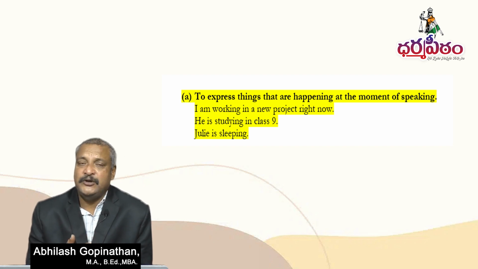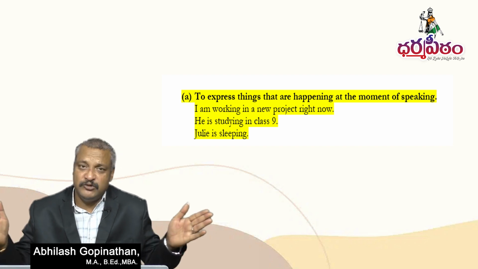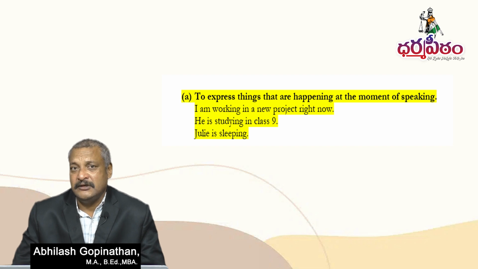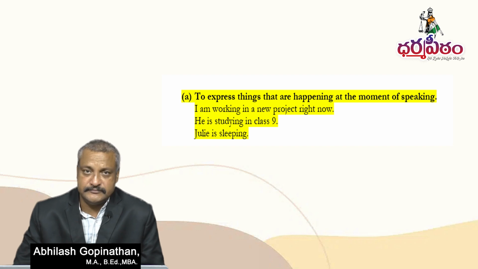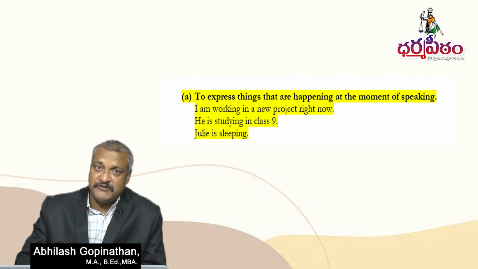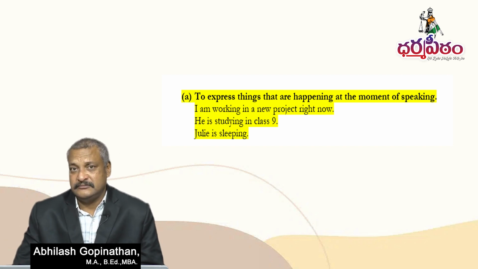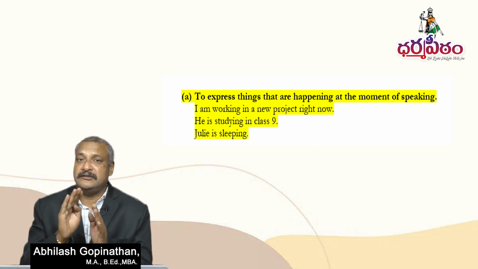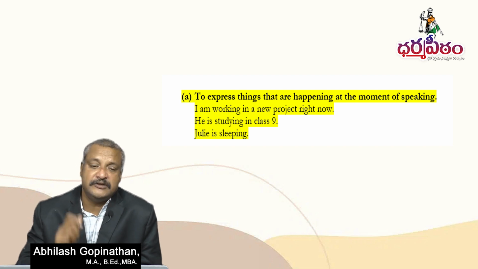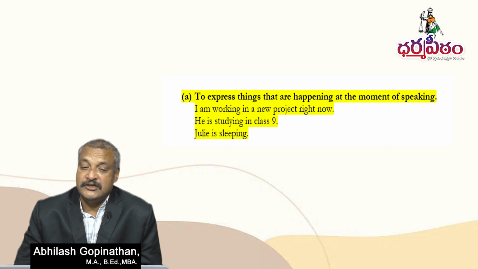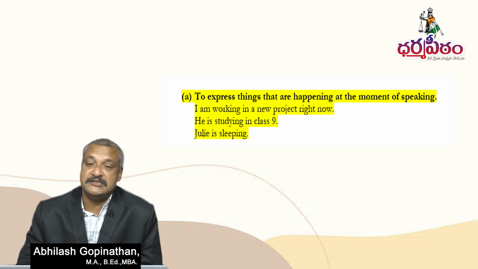Or it can be something like you are doing a particular course. It takes a time duration of around one or two years. Any time in between, if someone asks you, you can say, I am studying. So it doesn't mean that it has to happen exactly at the time of speaking. It can be in a progressive mode at the time of your mentioning it. So this is the first usage of present continuous tense: to express things that are happening at the time of speaking.